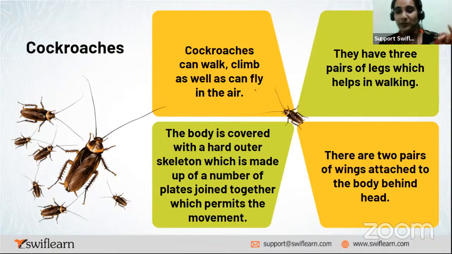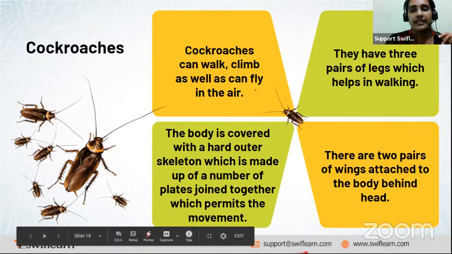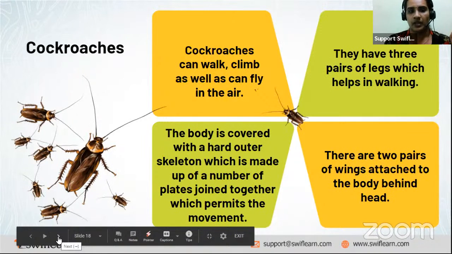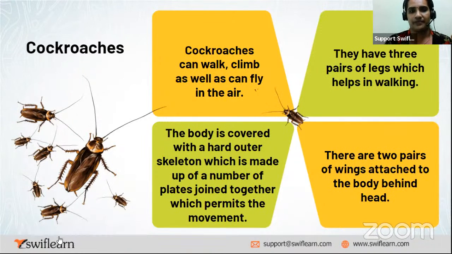So, how does the cockroach move? It can walk, it can climb as well as fly in the air. It can walk with the 3 pairs of legs. Its body is covered with a number of plates joined together. Then it has 2 pairs of wings attached to the body behind the head. So this is how the cockroach moves. That is about the cockroach.